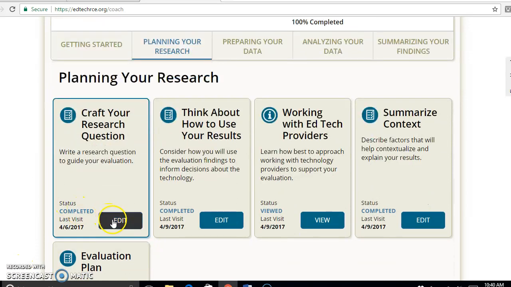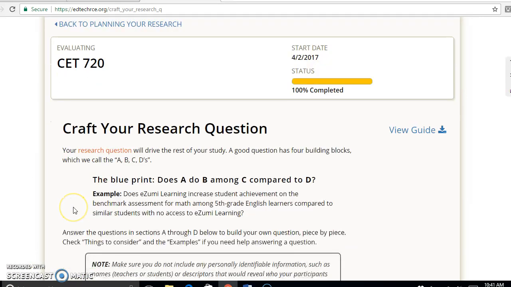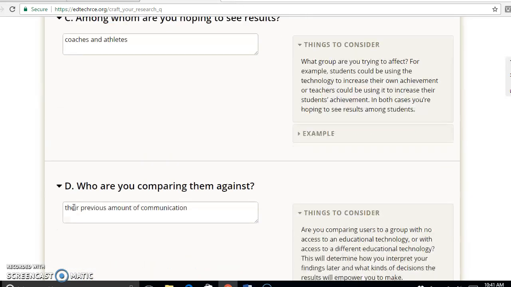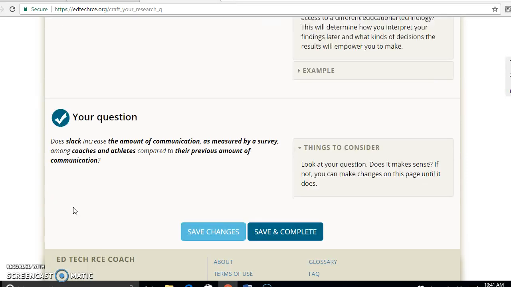So for this next section, this just goes back to what I was saying. Again, the tool is Slack. My research question is: does Slack increase the amount of communication, as measured by a survey among coaches and athletes, compared to their previous amount of communication?